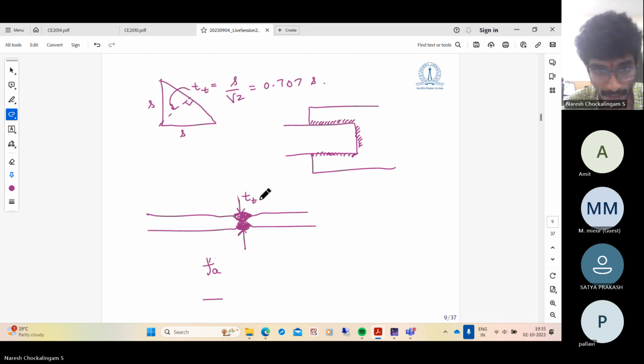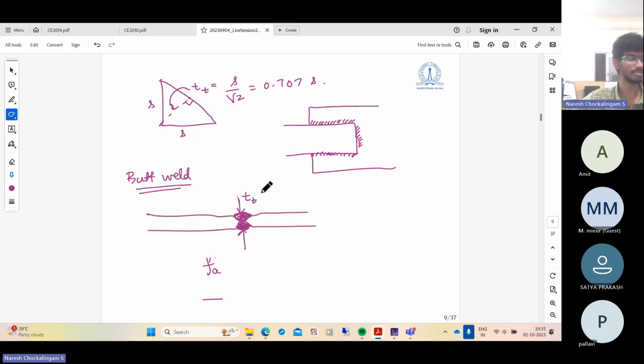So if you have a butt weld, the throat thickness is the thickness of the plate or the thickness of the thinner one. So if you have 2 plates of different thicknesses connected to each other, then we should take the thickness of the thinner plate.